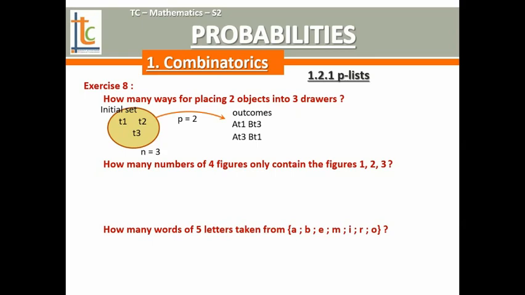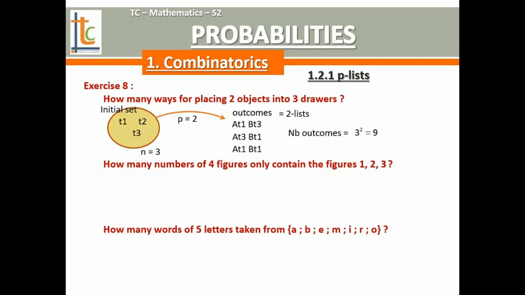Then the question of repetition. Are you allowed to repeat the choice of a drawer? Is this possible? Yes, of course, because it's not forbidden. So both answers are yes, you are in the case of p-lists. The number of ways for placing two objects is 3 power of 2, or 3 squared, which is 9.